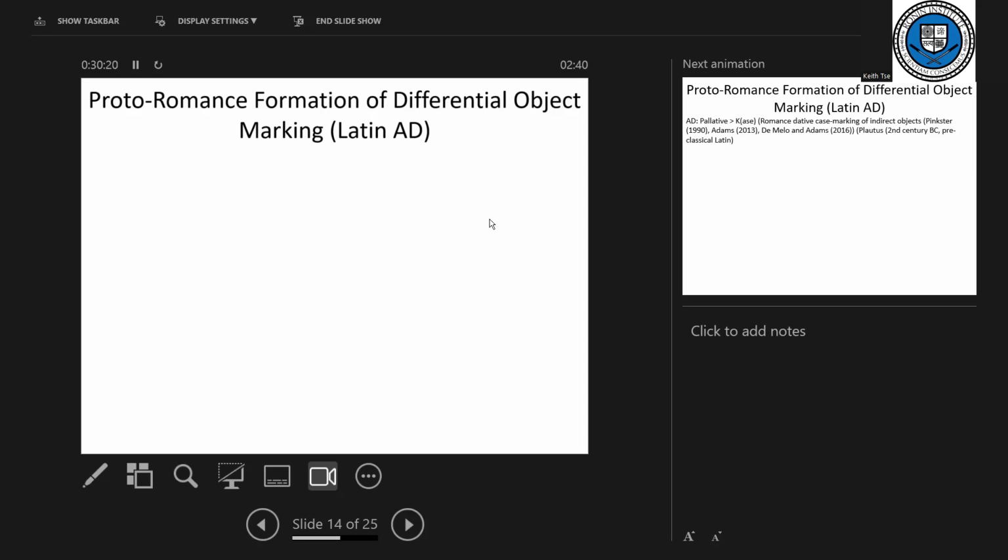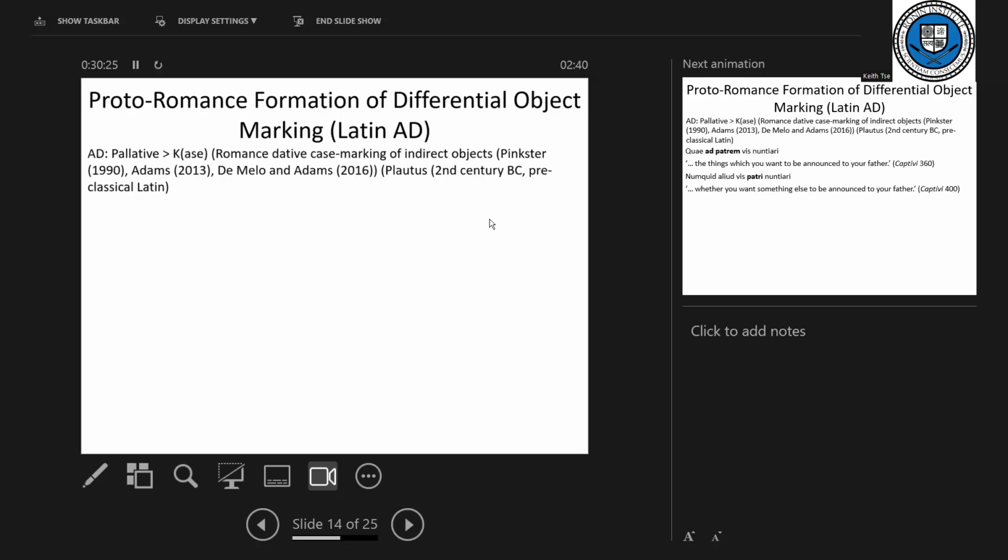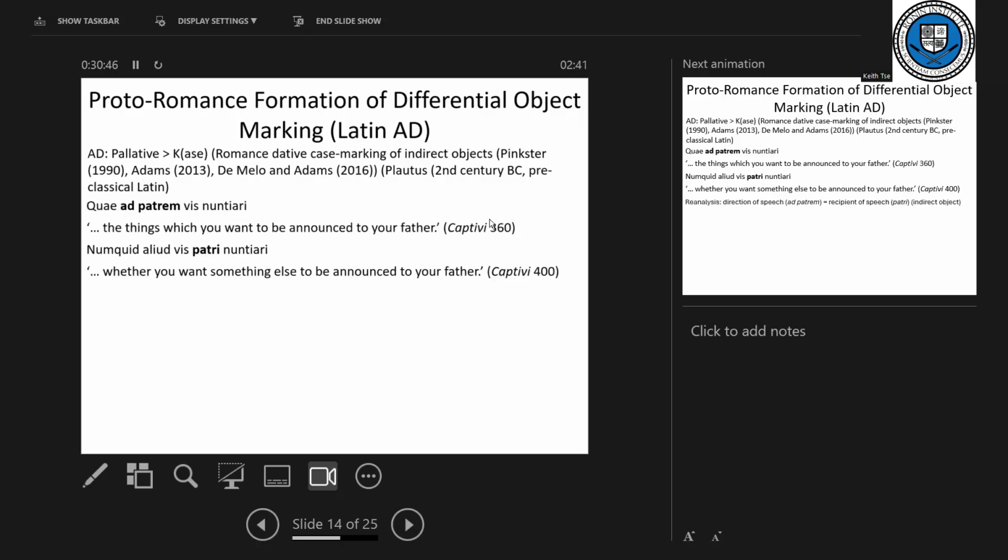Because beyond that, I think that this goes back to proto-Romance and Latin. People have looked at the evolution of ad in Latin that became a Romance case marker, specifically the Romance dative case marker that occurs for the indirect objects. So people like Pinkster and Adams have collected loads of examples. This is a very interesting example proposed by Adams in his papers.